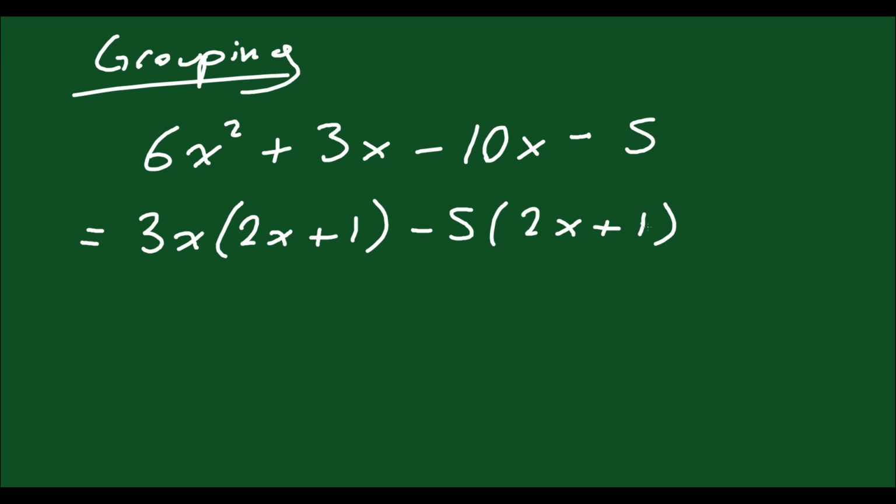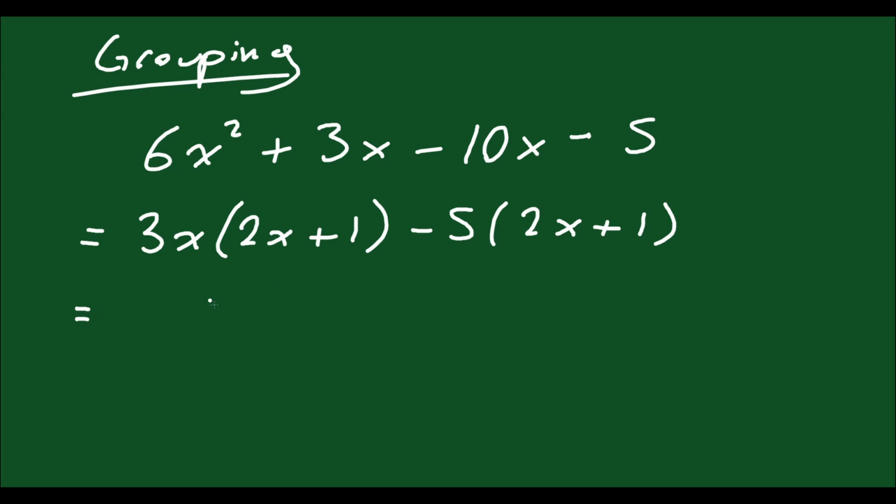Now, something that should make you smile when you're doing a grouping question like this is getting the same bracket here as you get here. See how they both contain 2x plus 1? What that means is that between this big term and this big term, they both share a common factor of 2x plus 1. Those brackets are the common factors.